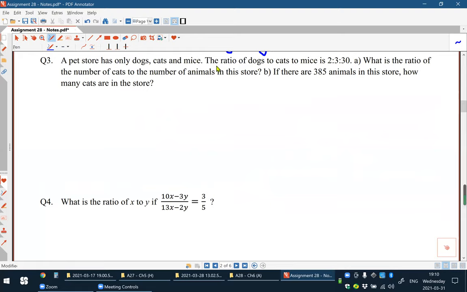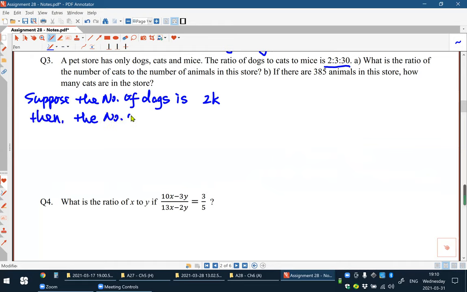Okay. So here we know the ratio of dogs to cats to mice, right? Suppose the number of dogs is 2K. Why do we use 2K here? Because the ratio is 2 to 3 to 30, right? Of course, you can use K here, it does not matter. 2K can make the whole problem much simpler. So suppose the number of dogs is 2K. Then what is the number of cats here?